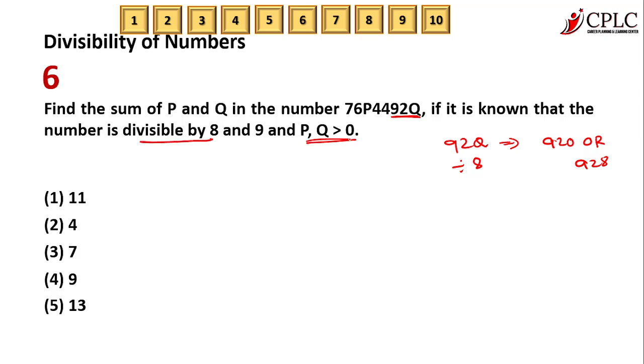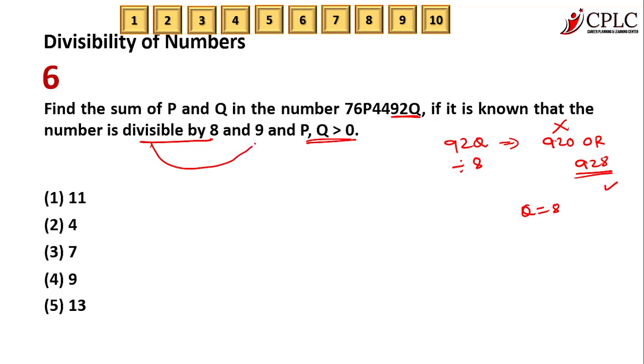But they said that P and Q both are supposed to be greater than 0. So 920 is out. That means 928 is the number, which means Q is 8. This is how I figured out the value of Q from the divisibility of 8. You can do that with trial and error, but some time is required for that.